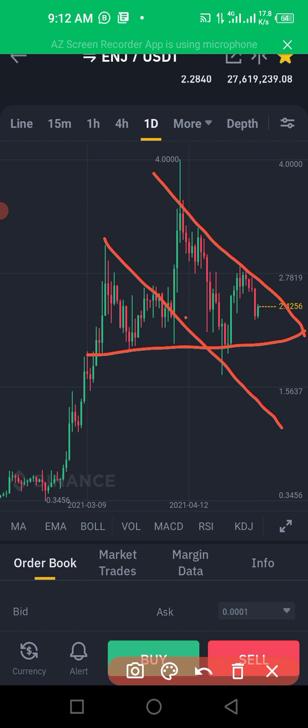Now you'll be asking me, why did I draw this other one? That is the market structure. I've done a video on market structure. I'm still going to do another video on market structure so that you learn how to draw your support and resistance the right way.